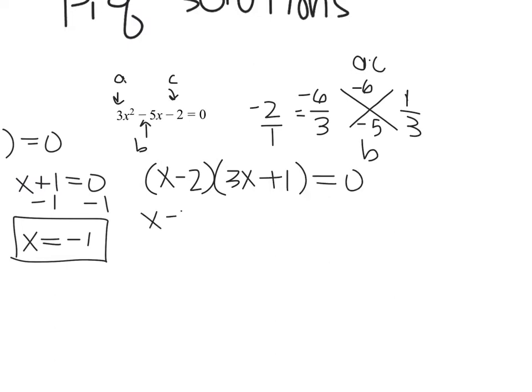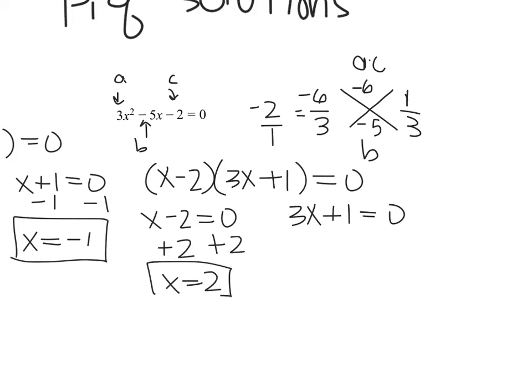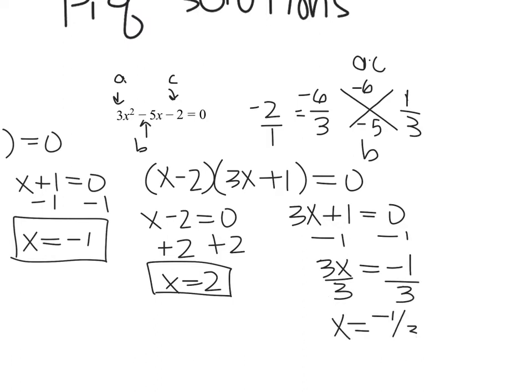Set each factor equal to 0. So x minus 2 equals 0, 3x plus 1 equals 0, and solve. So add 2. We get x equals 2 as one of our solutions. Second equation, subtract 1. We get 3x equals negative 1. Then divide by 3. And we get x equals negative 1/3 as our second solution.